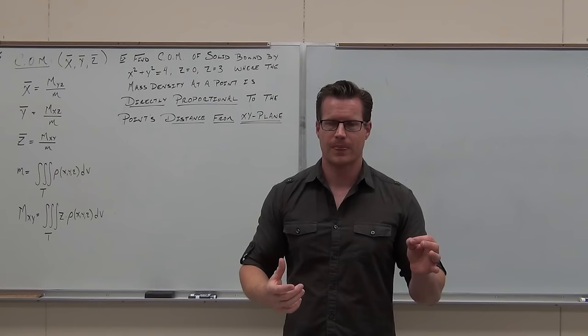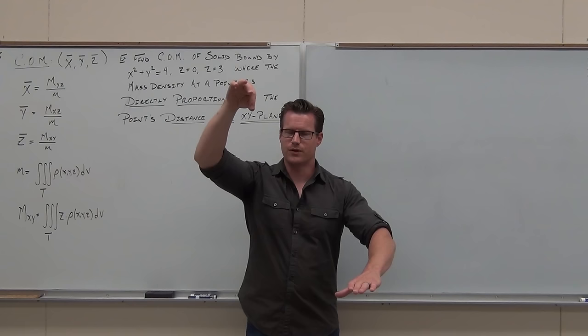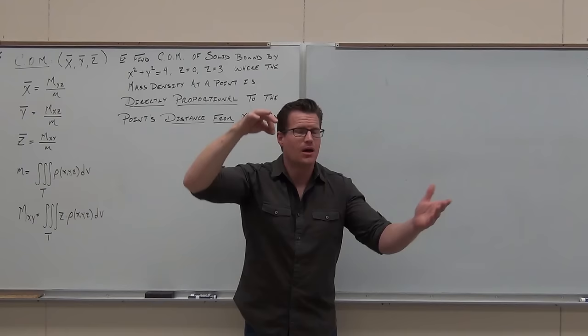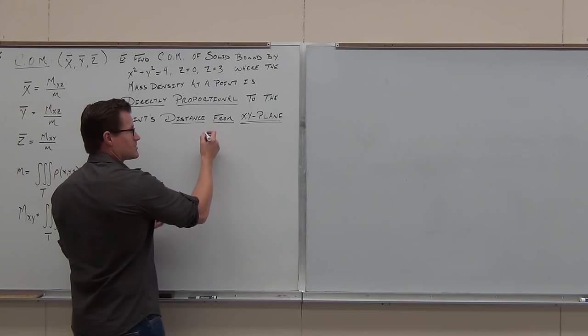If I told you I want to measure the point's distance from the xy plane, what variable is that? Z. It's basically saying the mass density is directly proportional to the z component of any point. That's all that's happening. Think about that. The distance from the xy plane, this is literally what z means. It's just the height above the plane. Does that make sense to you? So this is just z.